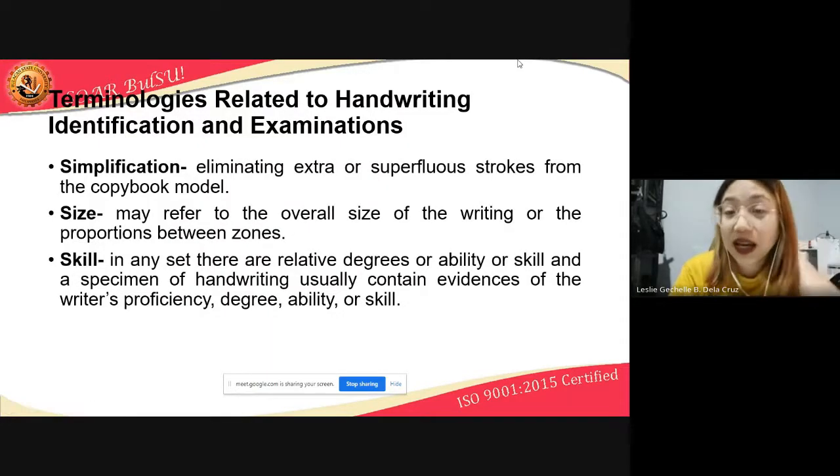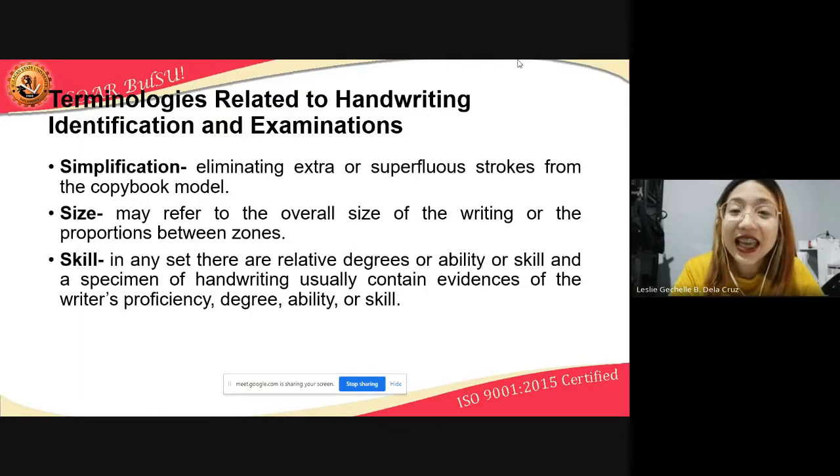Simplification. So, eliminating extra or superfluous strokes from the copybook model. Literal na pinasimple ang sulat mo. Kung dati madaming arte, if you can remember Spencerian writing, madaming arte, binawasan mo yung kaartehan, naging bolpen na lang ang gamit mo. Then you were able to simplify your handwriting. Size may refer to the overall size of the writing or the proportions between zones. Literal na sukat ng sulat mo.